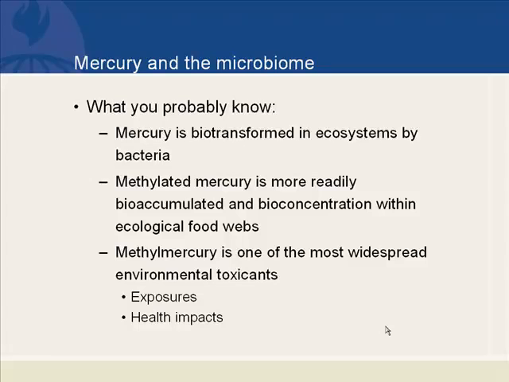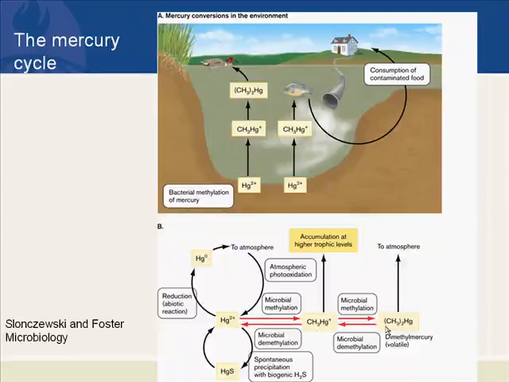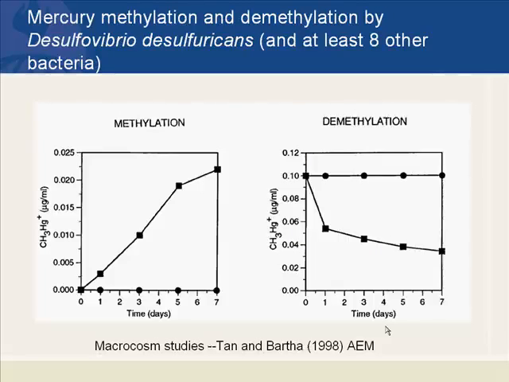And so you know that mercury is biotransformed in ecosystems by bacteria. Methylated mercury, which is the product of that microbial action, is more readily bioaccumulated, and it's one of the most widespread environmental toxicants, both in exposures and health impacts. This is just the mercury cycle in the environment, but I want to stress that it involves both methylation and demethylation, going to some of the points that Tom raised.